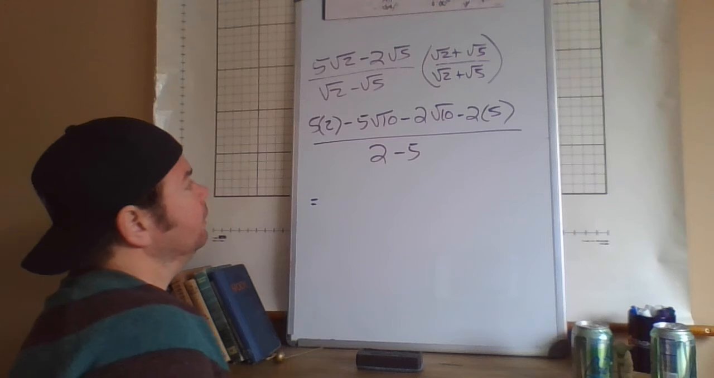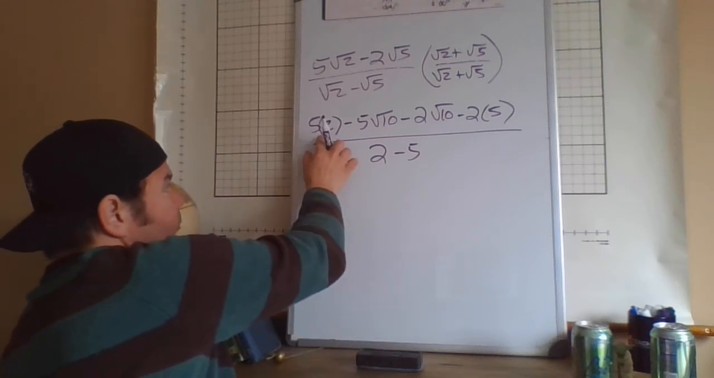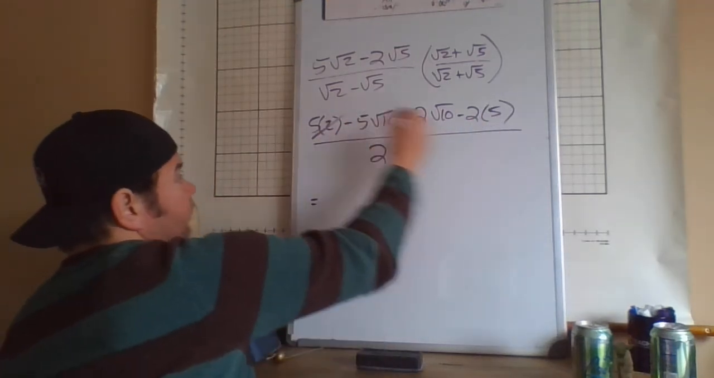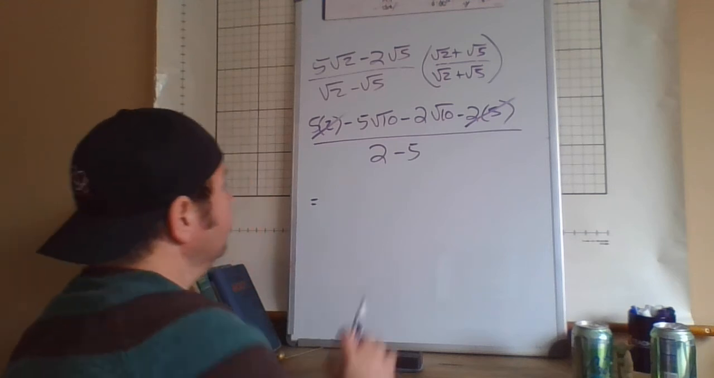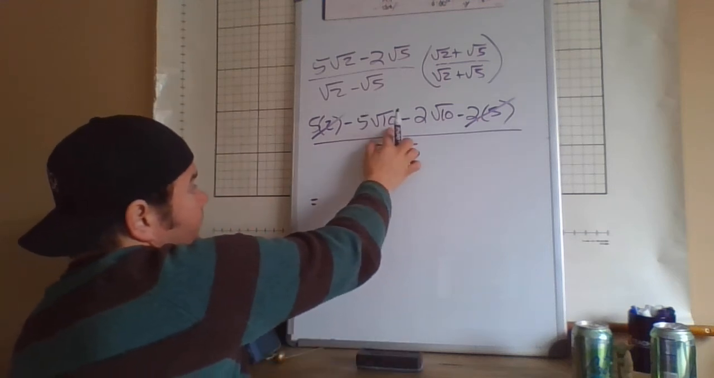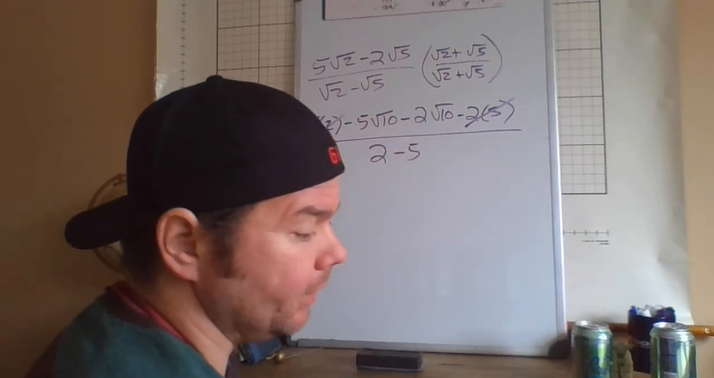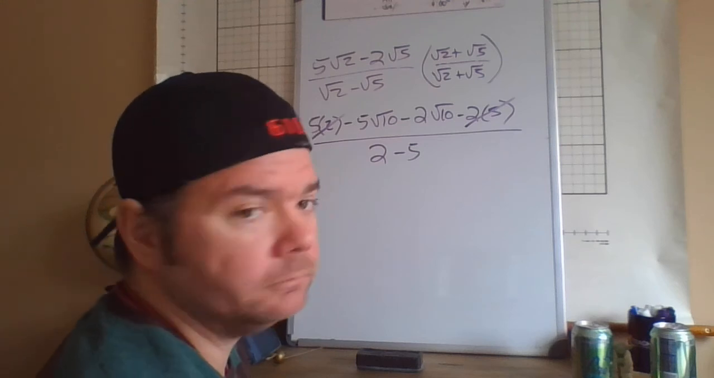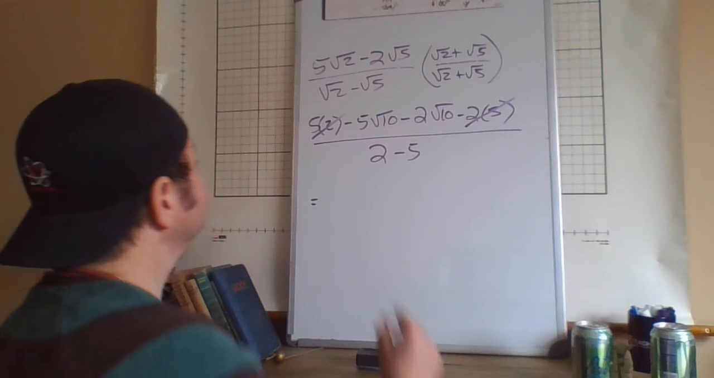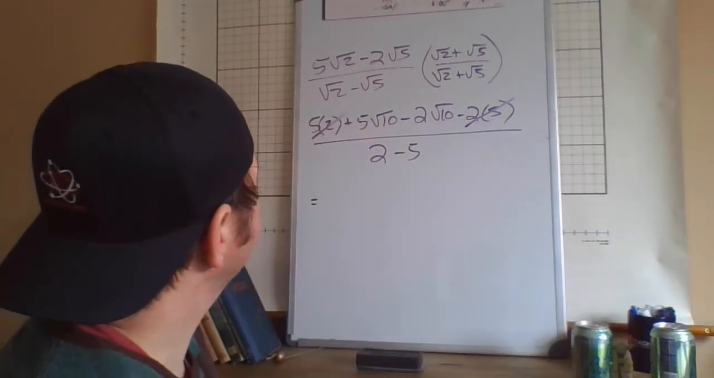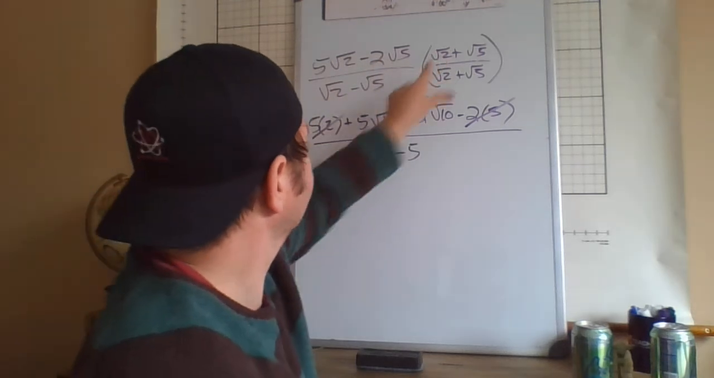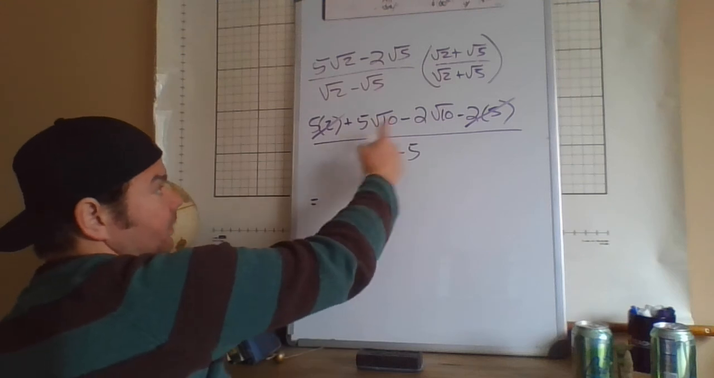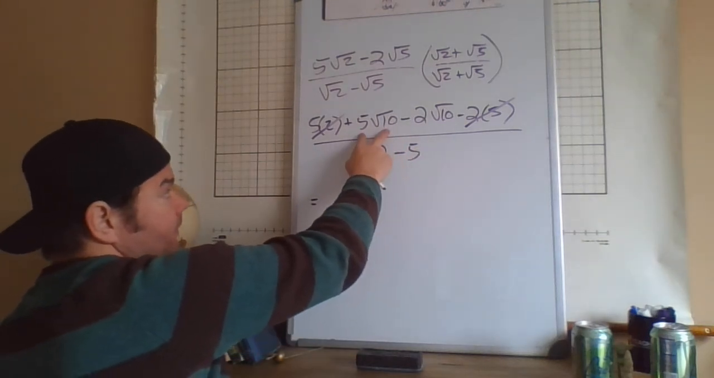Great. All right, combine like terms. Well, 5 times 2 is 10. Negative 2 times 5 is negative 10, so those cancel out. Here we've got negative 5 times the square root of 10 minus 2 times the square root of 10. That's supposed to be a plus, because this times this is positive. Okay, we're good.